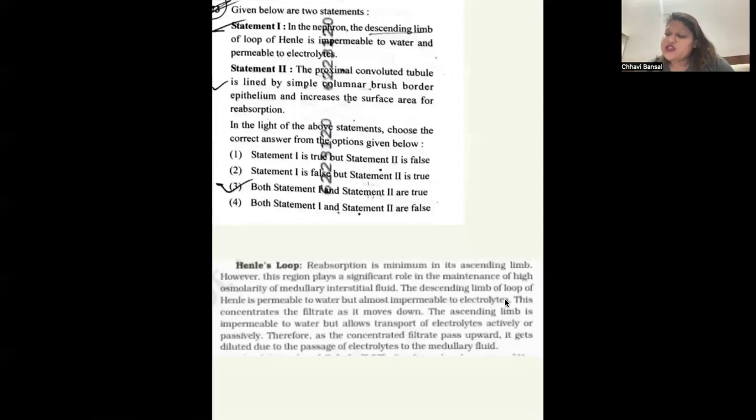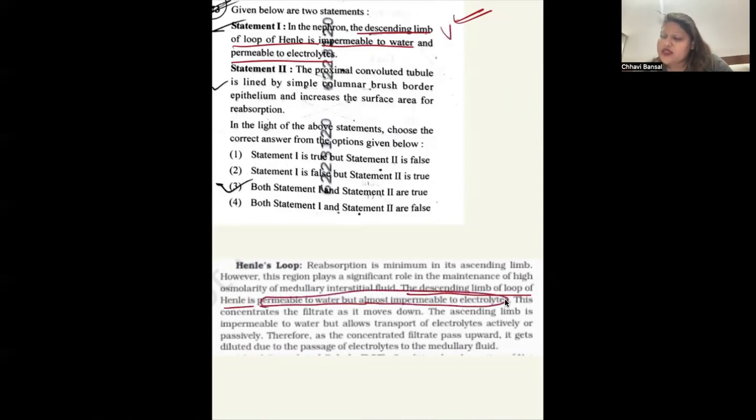Next, this question is from excretory system. There are 2 statements and we have to tell if both the statements are correct or incorrect. In the nephron, the descending limb of loop of Henle is impermeable to water and permeable to electrolytes. Let's read. The descending limb of loop of Henle is permeable to water while almost impermeable to electrolytes. Means this is opposite. Actually, the statement given is for the ascending limb.